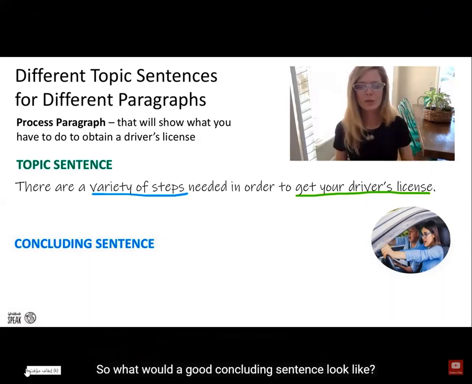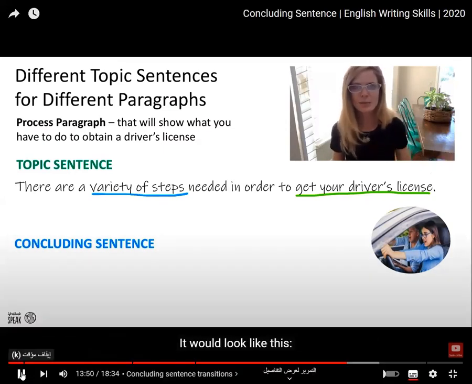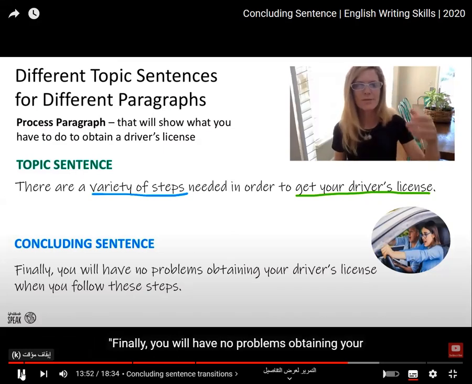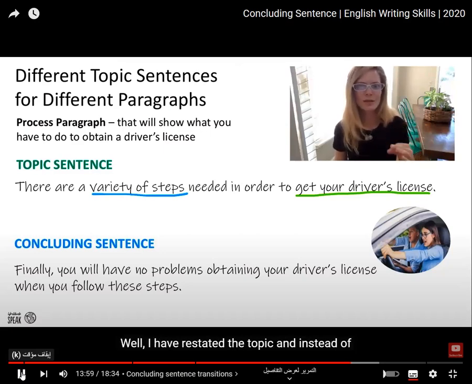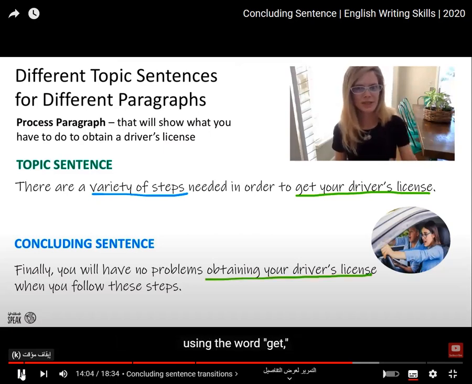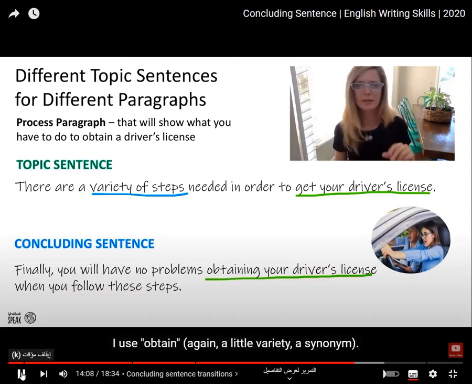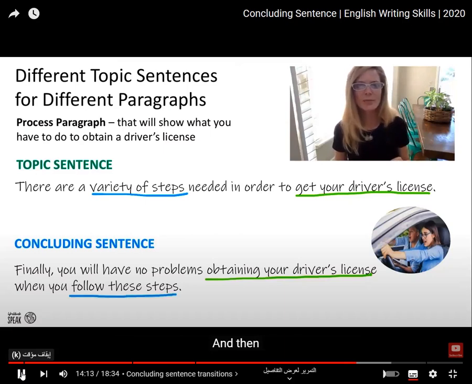So, what would a good concluding sentence look like? It would look like this. Finally, you will have no problems obtaining your driver's license when you follow these steps. Well, I have restated the topic, and instead of using the word get, I use obtain. Again, a little variety, a synonym. And then for the controlling idea, a variety of steps, I say follow these steps, just to make it, again, a little bit different.